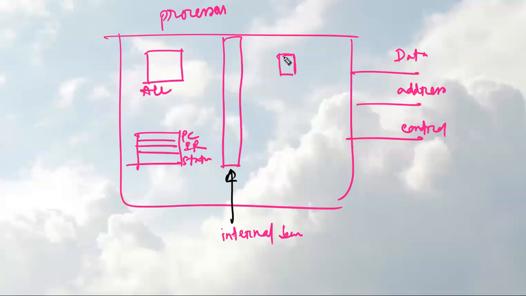perform a very specific task. For example, it could be an adder other than this ALU, or it could be a shifter, it could be a complementer. So these are the very basic operations other than ALU.